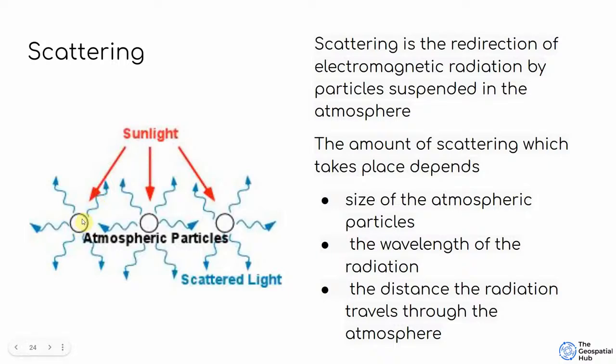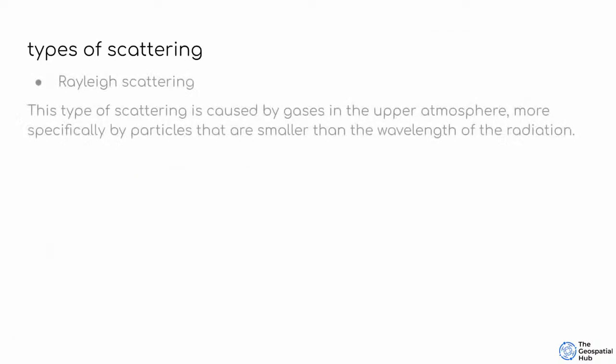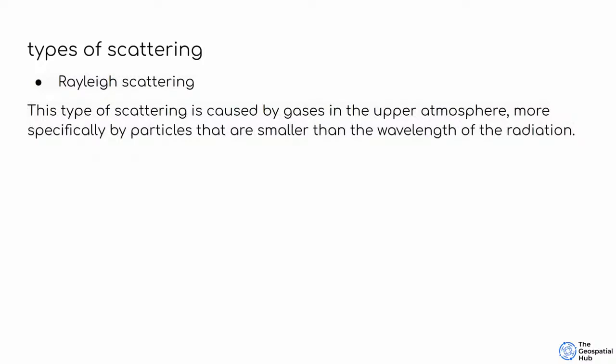So the particles, imagine this circle is actually smaller compared to the size of this incoming wave. So that's where Rayleigh scattering occurs. Rayleigh scattering occurs when particles are very small compared to the wavelengths of the incoming radiation. So this could be particles such as a small speck of dust or nitrogen and oxygen molecules.